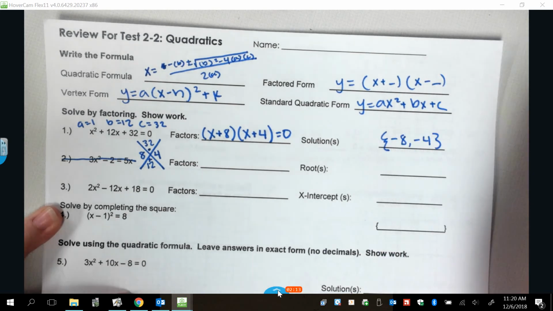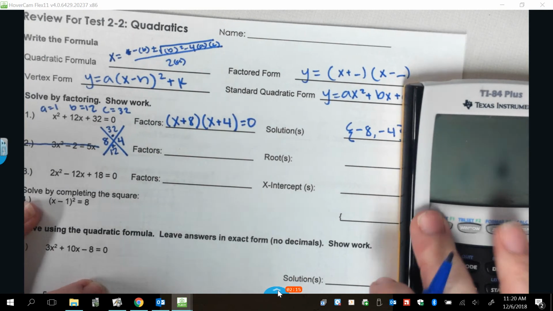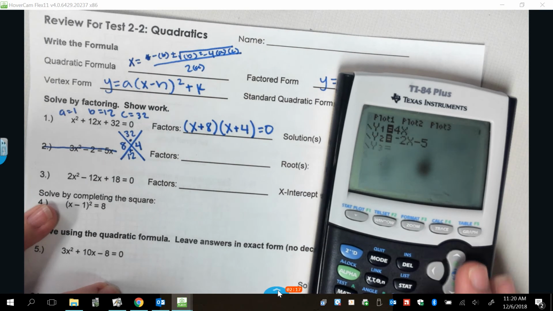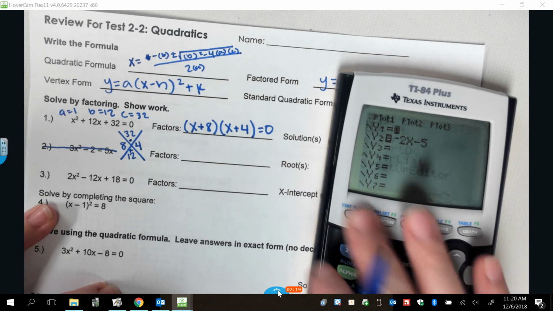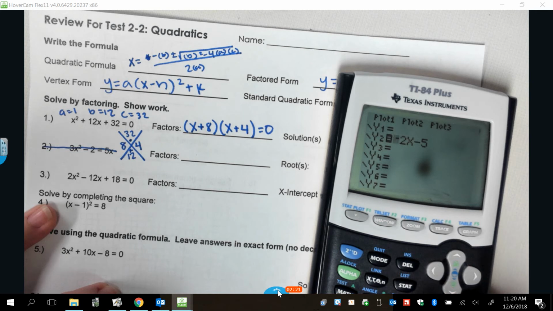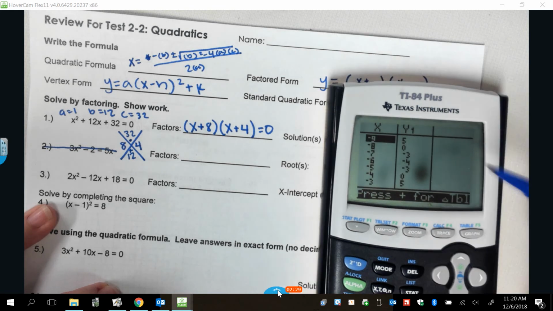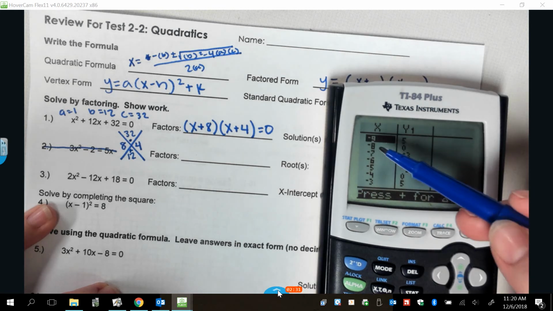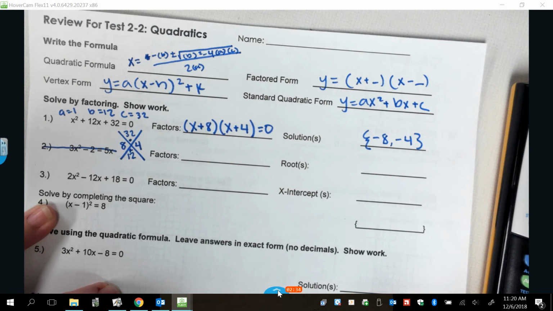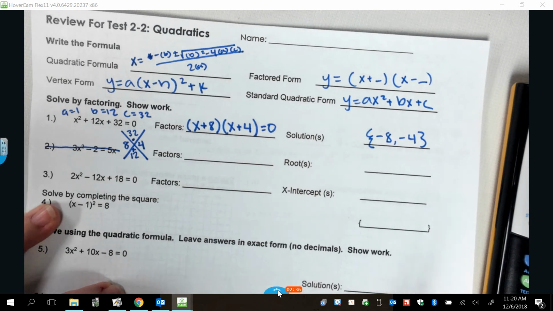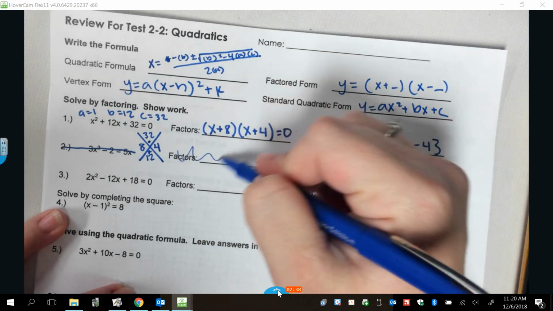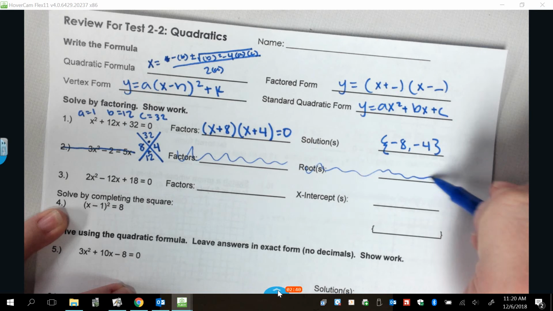So let's check our work in our calculator, because if this was multiple choice, we could do that. We could find our answers that way, actually. Okay, so we have x squared plus 12x plus 32, second graph. And I should have my solutions where y is 0: negative 8 and negative 4. So that is correct. Okay, so remember I said not to do this one, not to do this one.